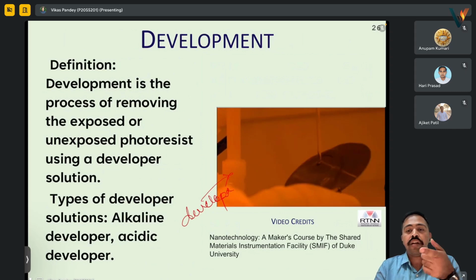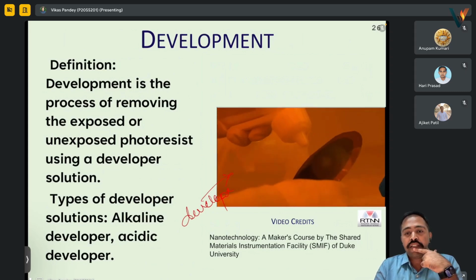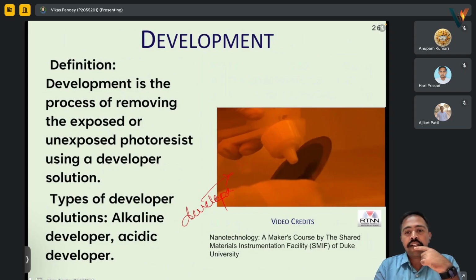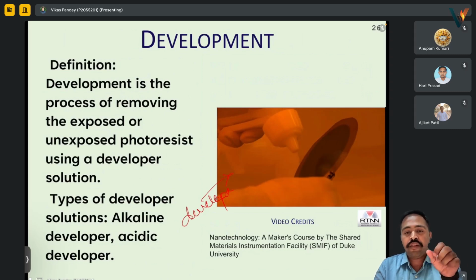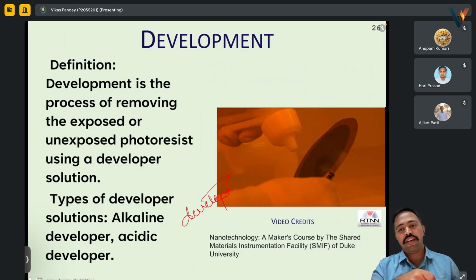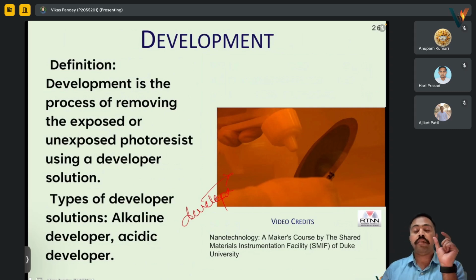Now you see how it is actually done: once developed, the wafer is dried. Once this whole thing is done, it has to be rinsed with water. It is not just that we put it in developer, take it out, and done. We have to DI rinse and then dry it. So what the developer did was it dissolved the area that we don't want, and now we have the pattern of photoresist over our wafer.